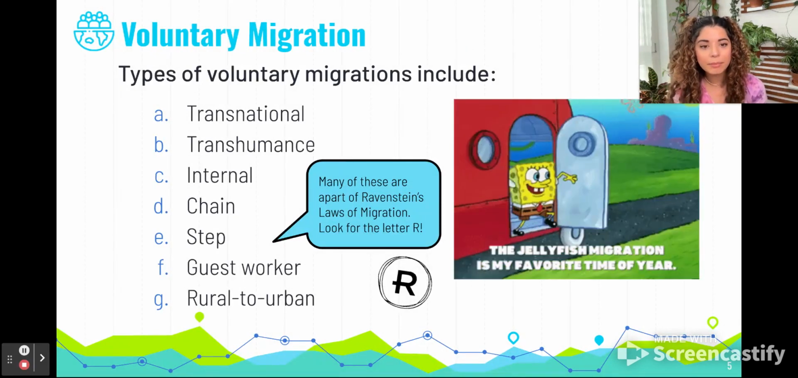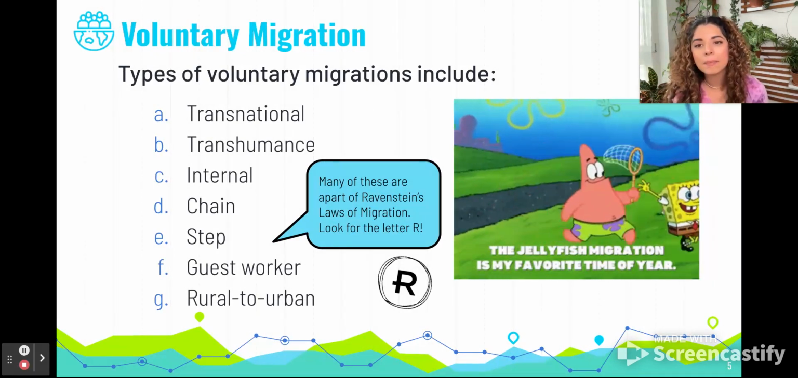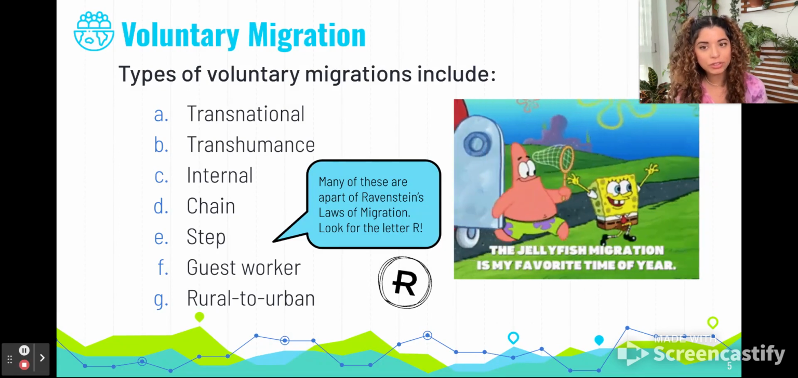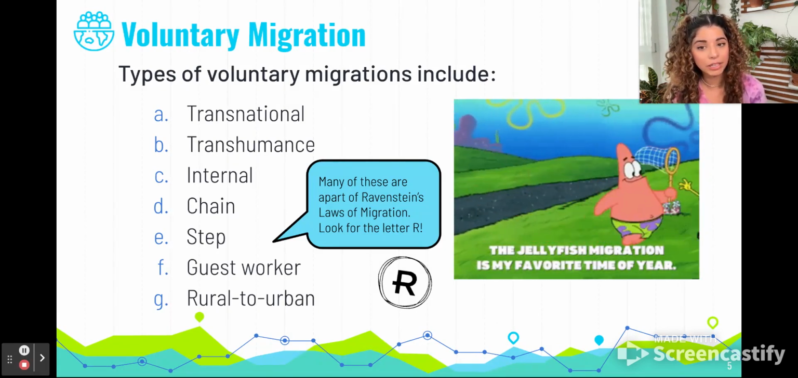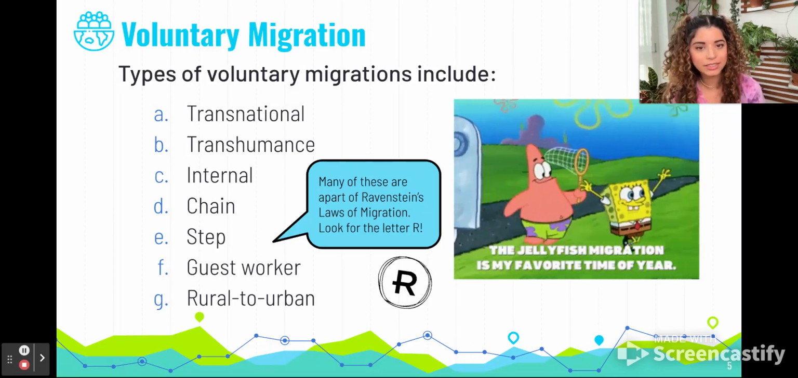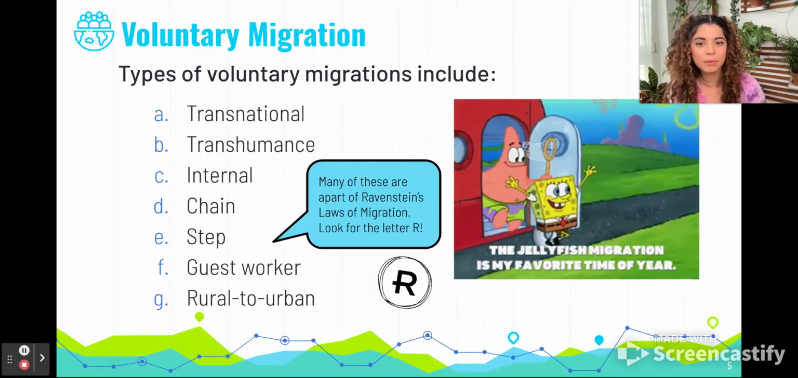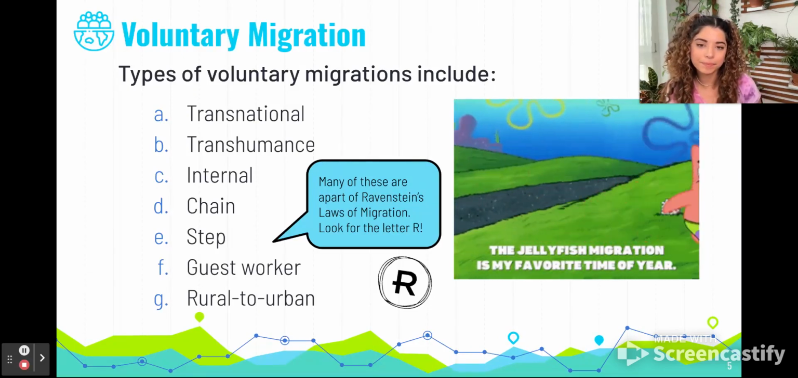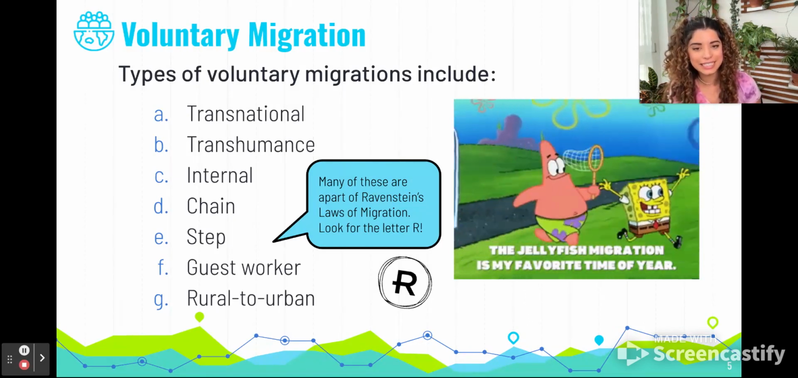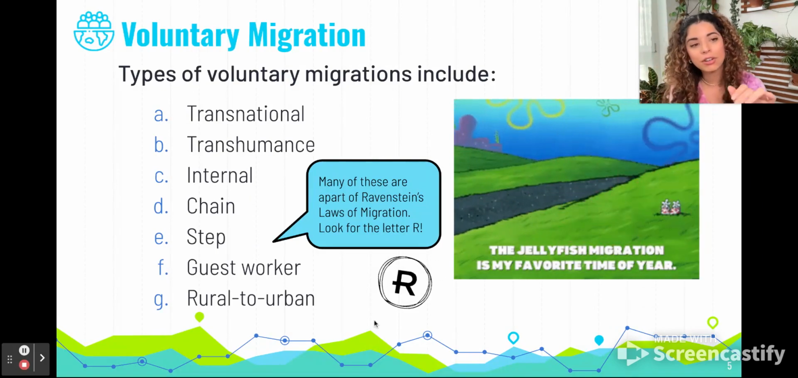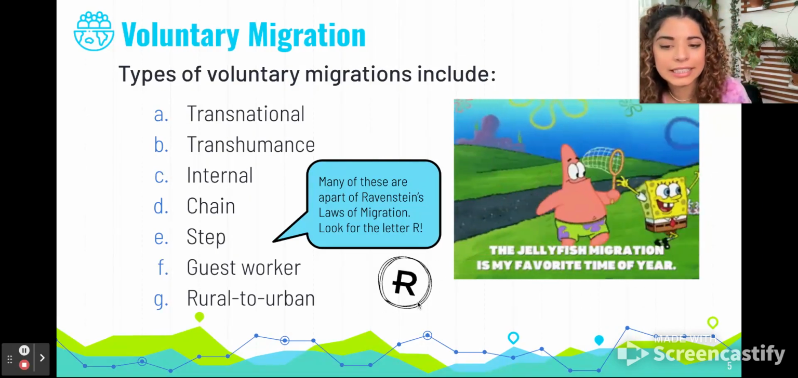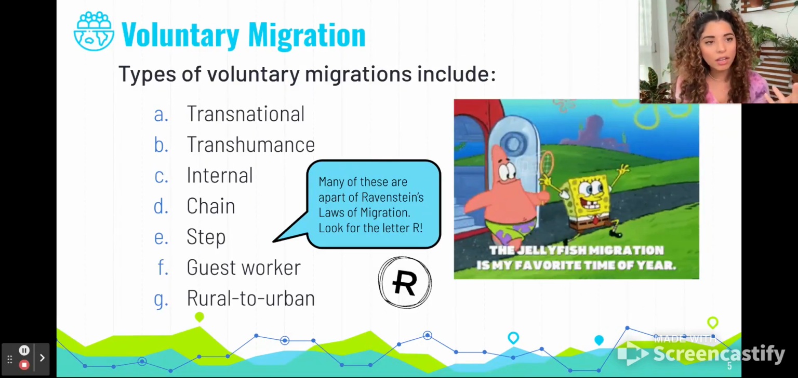So for voluntary migration first, this includes transnational, transhumanist, internal, chain, step migration, as well as guest workers and rural to urban migration. Also, if we think about Ernst Ravenstein's laws of migration, whenever you see this little R, that means that we see one of his laws at play.